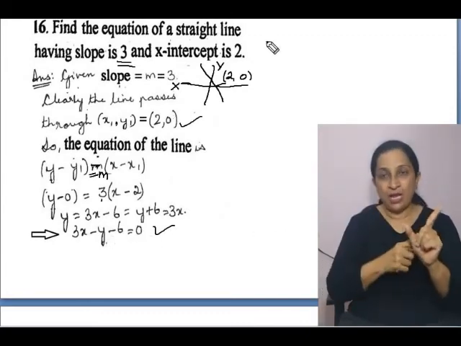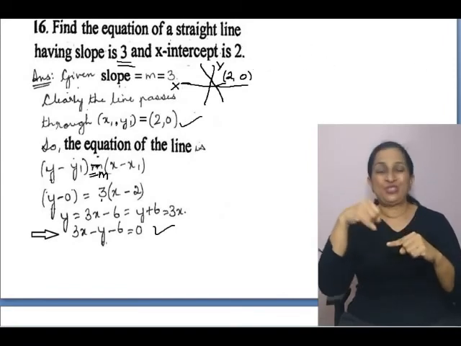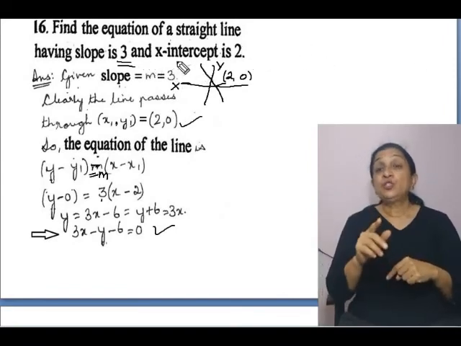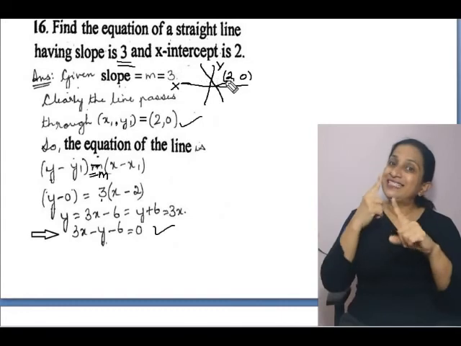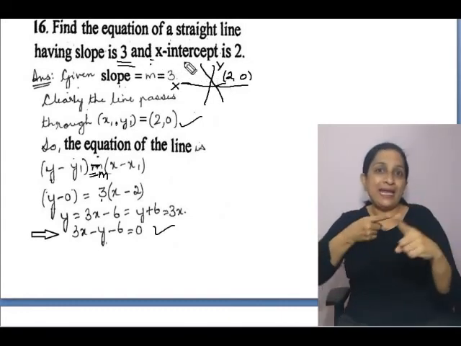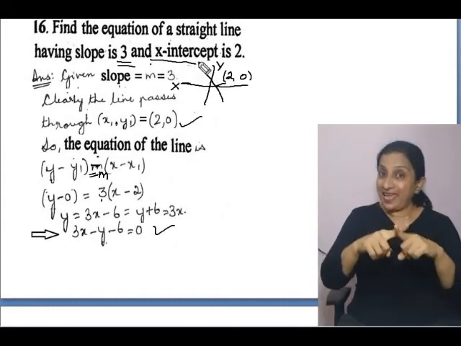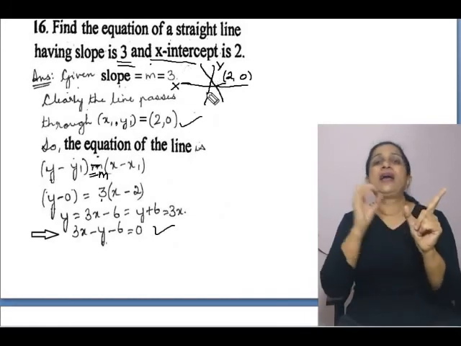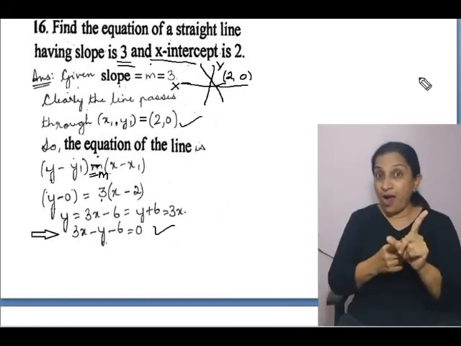This is the equation. So you have to first check properly whether it is a y-intercept or an x-intercept. If it is an x-intercept, then y becomes 0. If it is a y-intercept, then x will be 0. So you have to remember that.